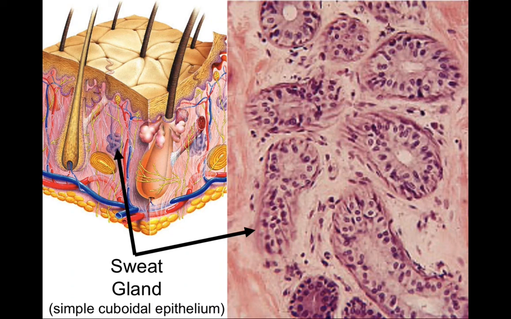So in review, we have lots of different structures that we've discussed thus far. First and foremost, it's very important that we keep in mind where all of these structures can be found. So thick skin is going to be found in the palms of the hands and the soles of the feet. Thin skin will be found everywhere else.